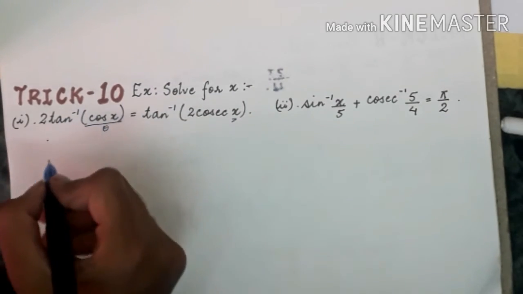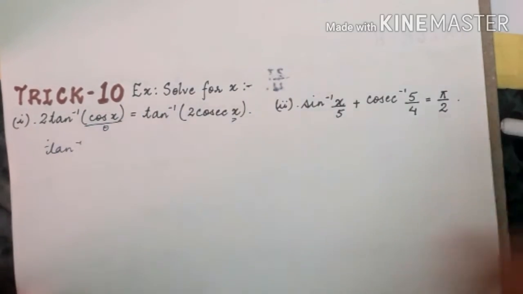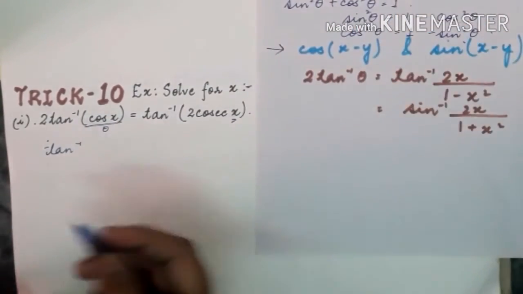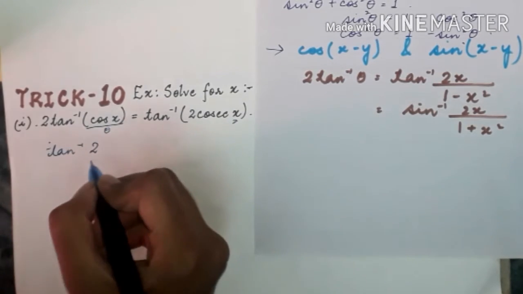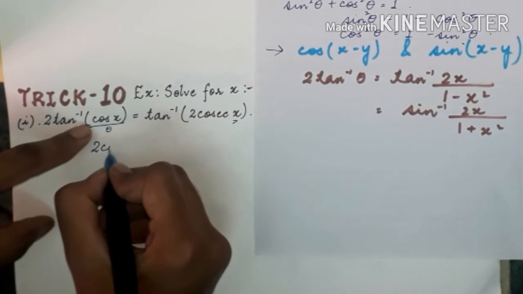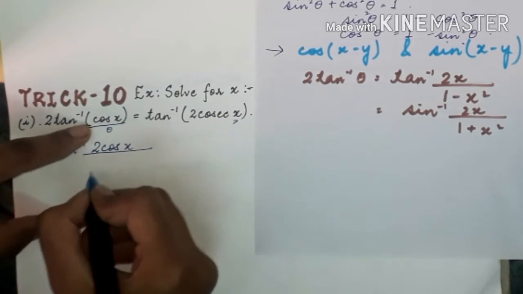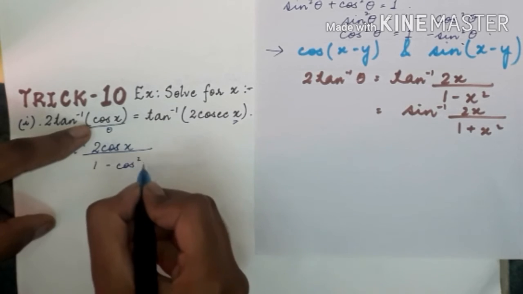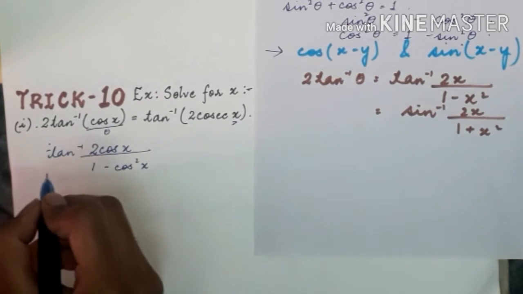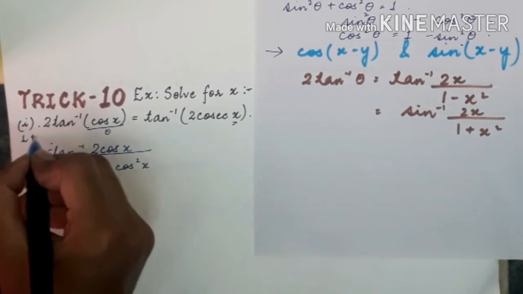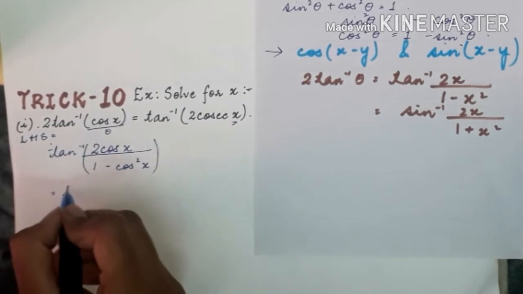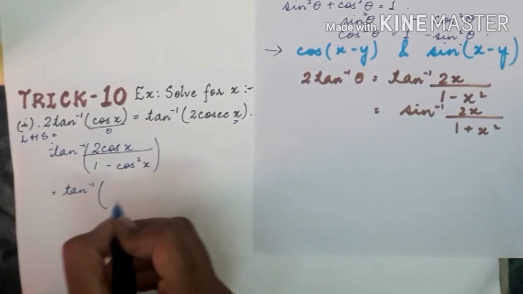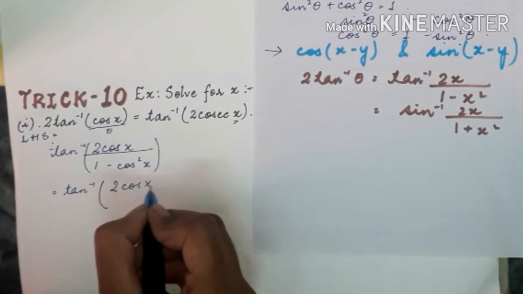Okay, so let's see how it works. 2 tan inverse cos x. Put the formula of tan inverse. This one. It is tan inverse 2x. Here in place of x, what do you have? Cos x upon 1 minus x square. First, we are solving the LHS. Simplifying the LHS. Now see, it's really very simple if you keep in mind these tricks.